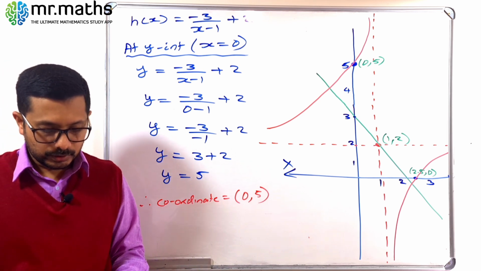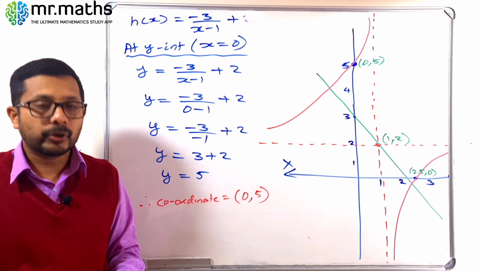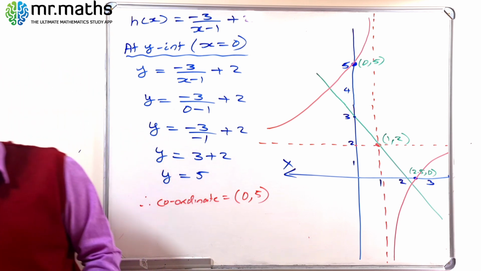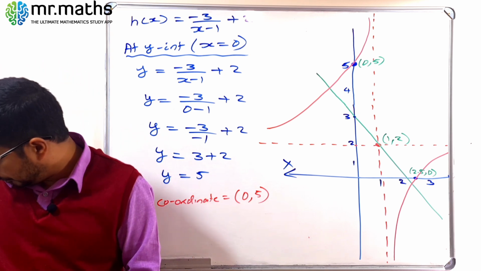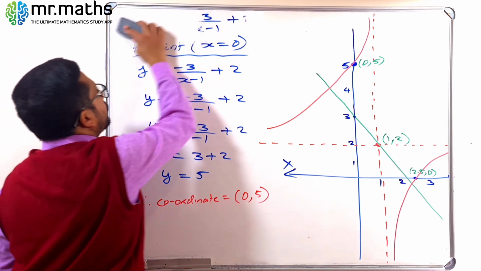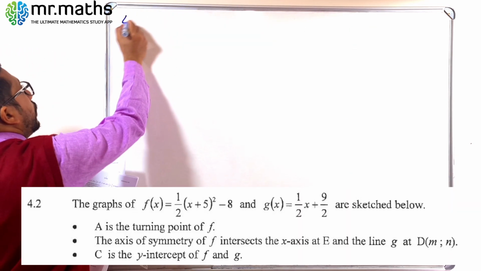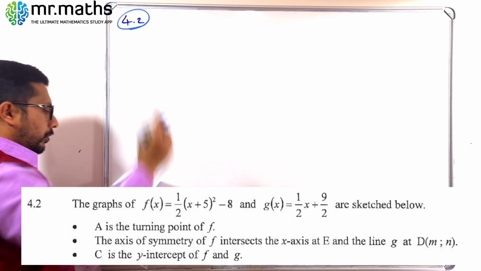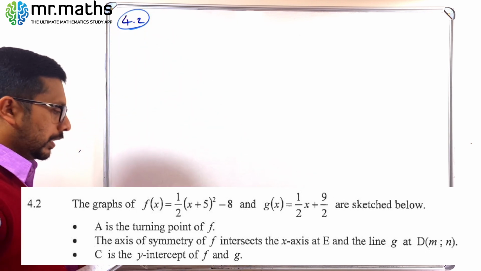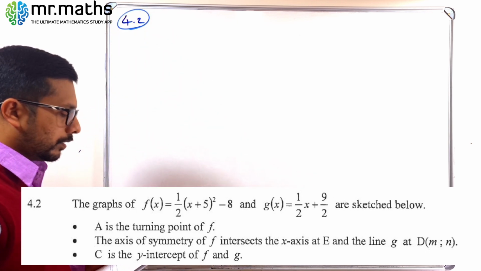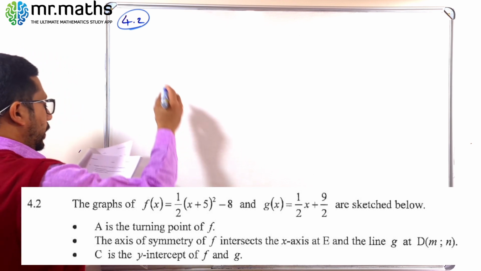I'm sorry, not question number 5, 4.2. Okay. Question number 4.2. What is that question? The graph of f of x is equal to half x plus 5 the whole square minus 8.